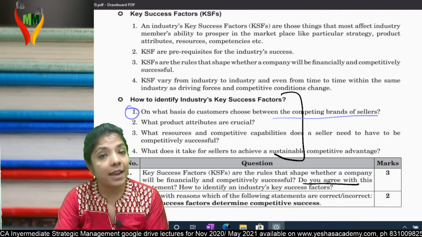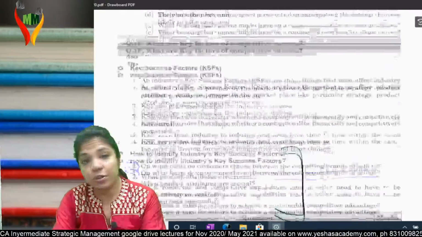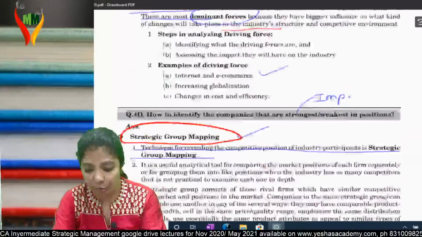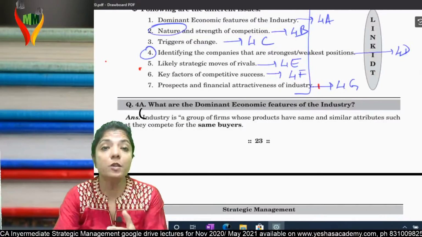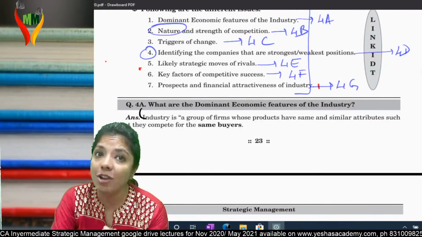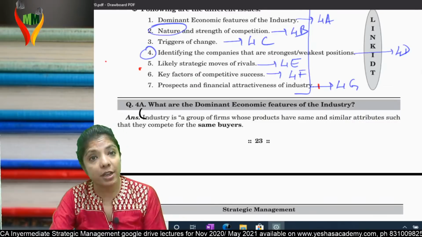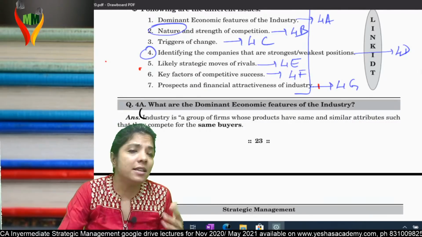Can I go ahead and come to the last question? What is the last point over here? The last issue is prospects and financial attractiveness of the industry. Prospects and finance, that's simple.